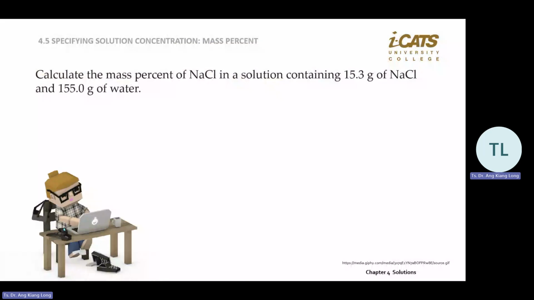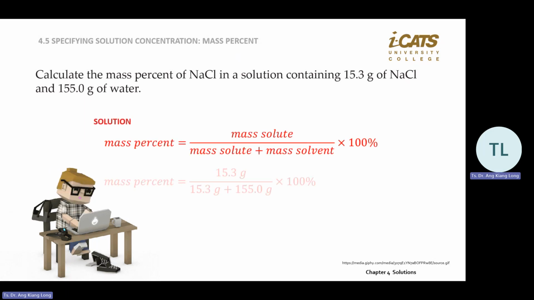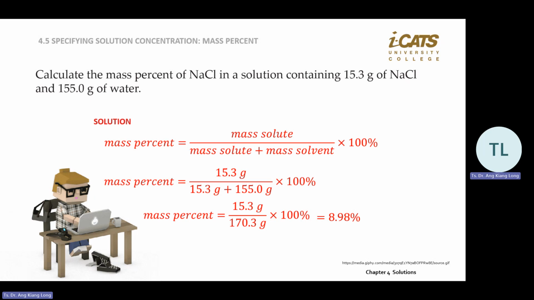This one is another example. If you understand this equation, you should be able to understand this example. You are given 15.3 grams of NaCl solute mixed with 155 grams of water, and you should be able to find the mass percentage. If I show you the answer, you should be able to understand. So this is the mass percentage of this combination. You need this one in your lab report. You're given a certain solute, you mix, you stir, then you find the mass percent of that solution.